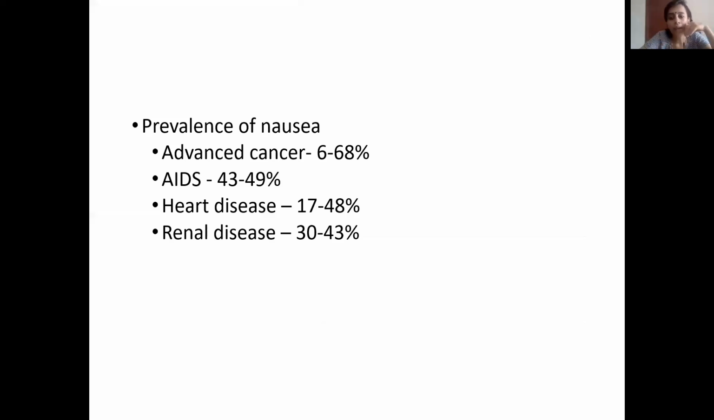And what is the prevalence of nausea? How common is it among the palliative care population? This is purely from a palliative care view. So we can see 6 to 68% of patients with advanced cancer will have nausea and vomiting.